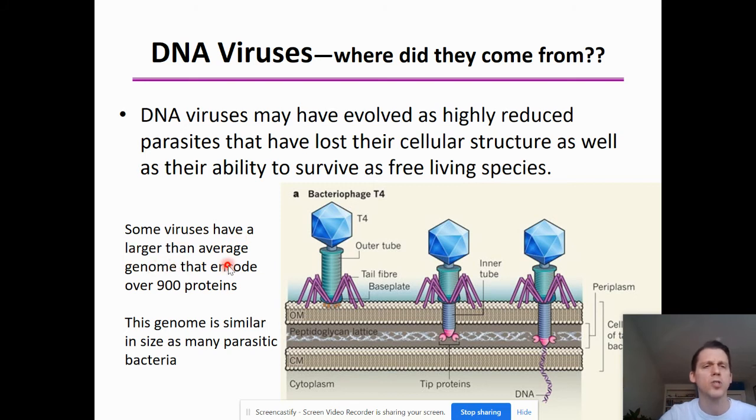Some viruses have a larger than average genome that can encode for a lot of proteins, and this genome is similar in size to many parasitic bacteria. So that's a little bit of evidence, not that much, but it's a little bit of evidence that that could be a possible explanation.